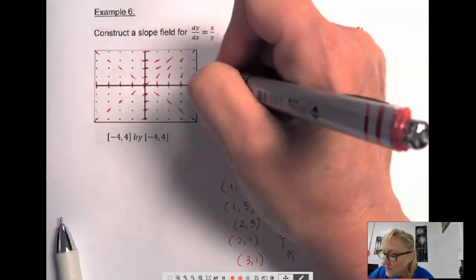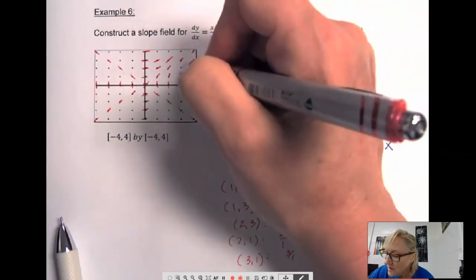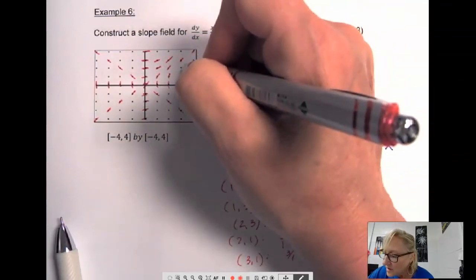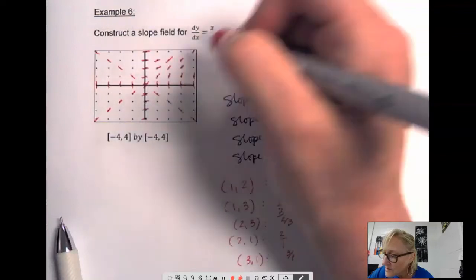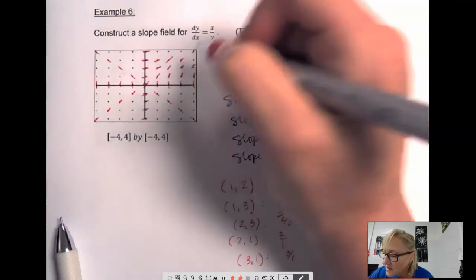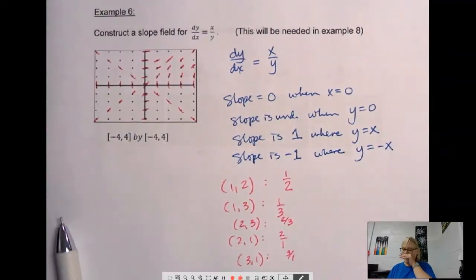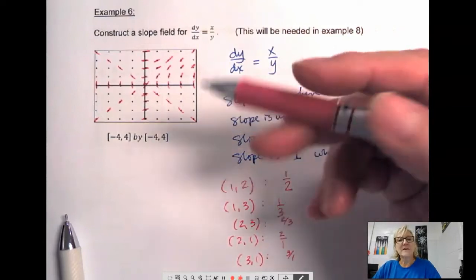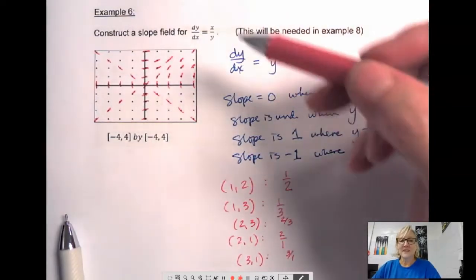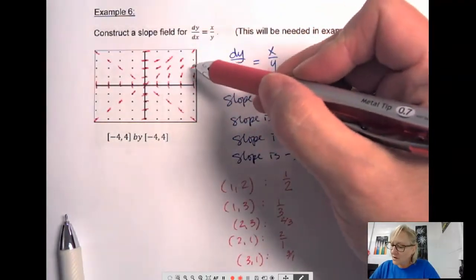Okay, and this would be a slope of 4. And this would be a slope of 3 over 2, so a little less steep, a little less steep. So you're just sort of looking for patterns there. Okay, we don't have to do every single one of these, but you tend to want to get sort of a picture of what's going on.